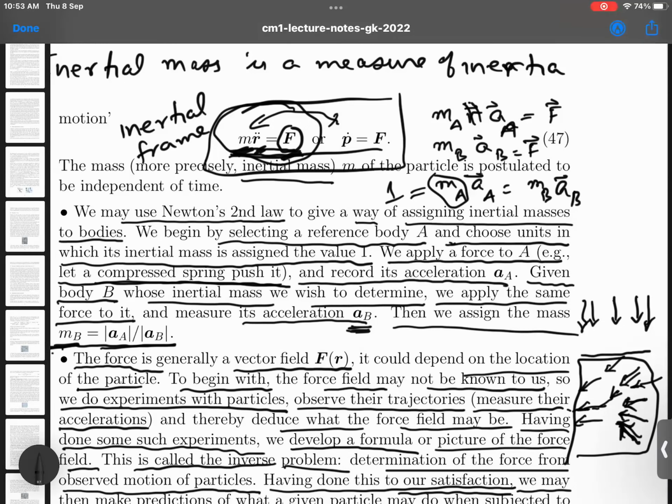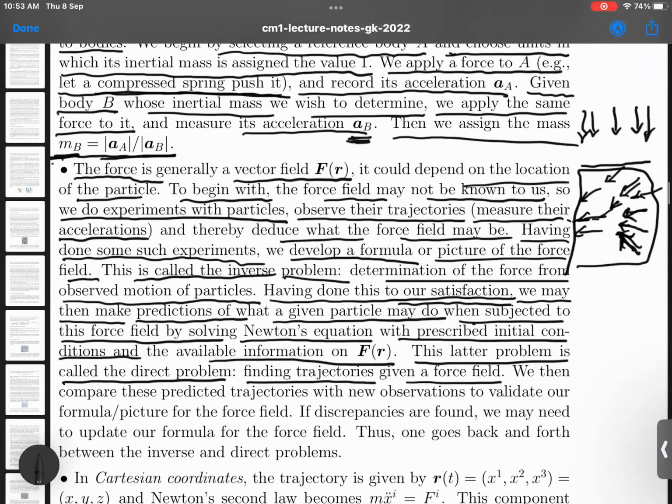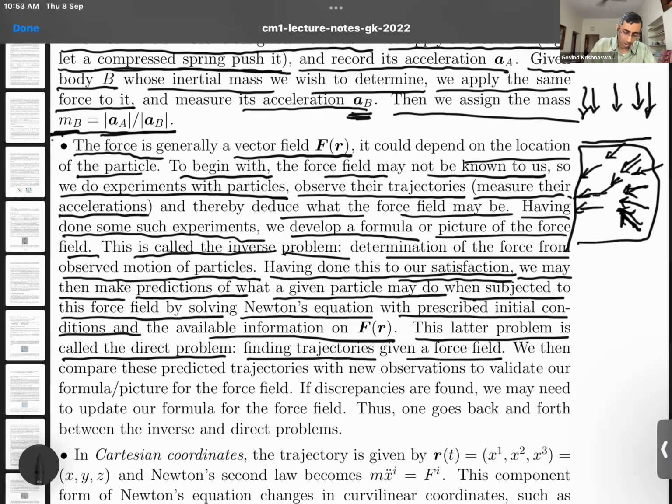It may be F of r comma t, a bivariate function. Oh, wait. No, I'm not supposing that the force is a function of time. That could be the case, but let us not complicate matters too much right now. Let us, to some reasonable approximation, say the gravitational force of the Earth over here doesn't change day to day.